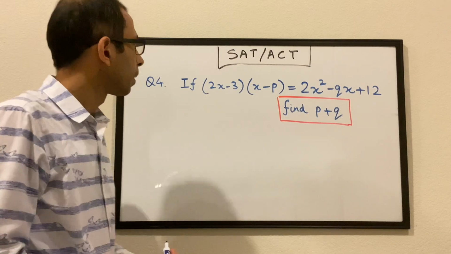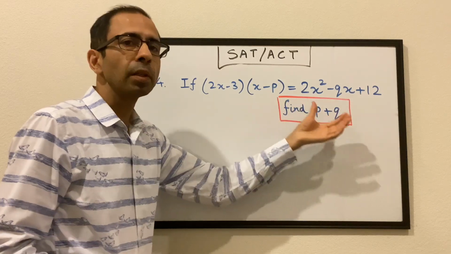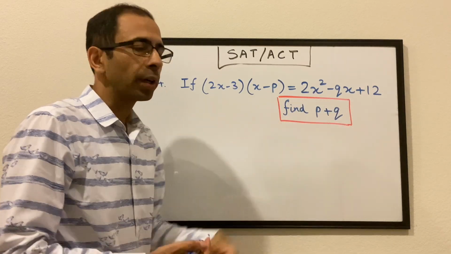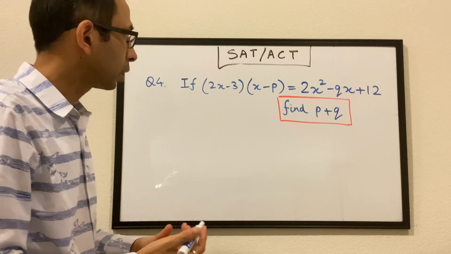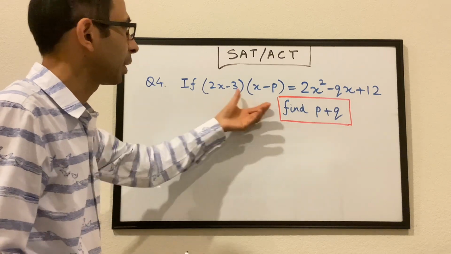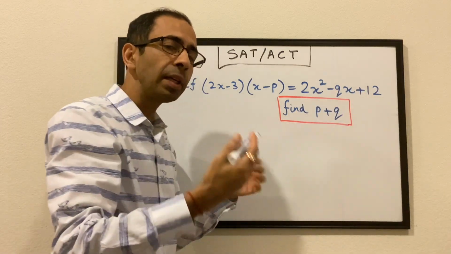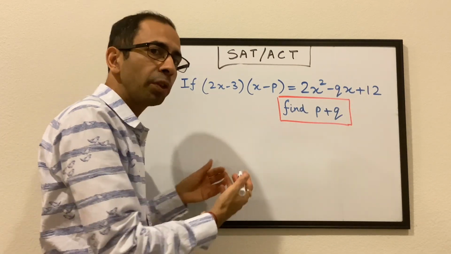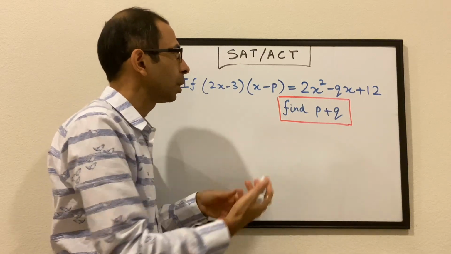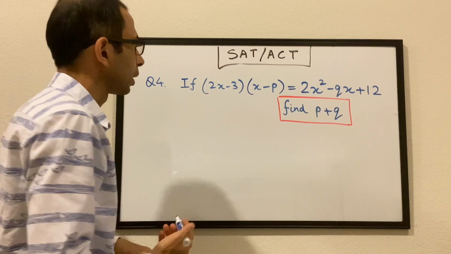Next question. If (2x minus 3) times (x minus p) is equal to 2x square minus qx plus 12, you have to find the value of p plus q. So the first thing which comes to our mind is that let's expand the left side. And obviously, if the left side is equal to the right side, it means that each respective term should be equal to each other. The x square coefficient should be equal, the x coefficient should be equal, and the constant term should be equal. So let's expand the left side to see what we get.